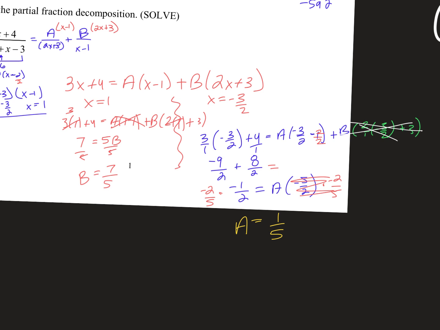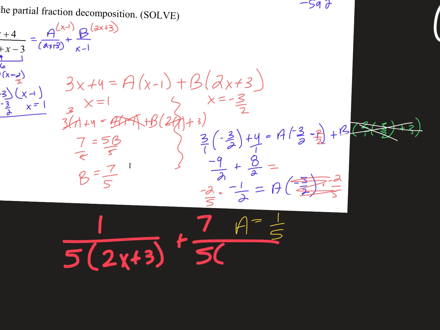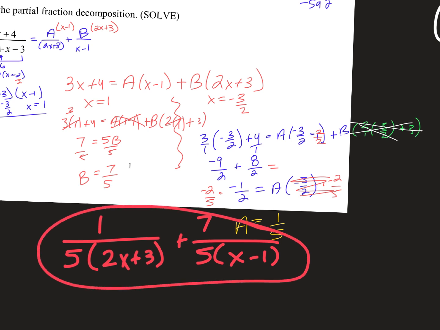So I'm going to write 1 over 5, and then my denominator is 2x plus 3. Plus my B. My B is 7 over 5, and then what's the denominator? x minus 1. And there is your answer. You do not have fractions in the numerator and then a denominator. Whatever they put the numerator on top, and the denominator just sticks in the bottom.